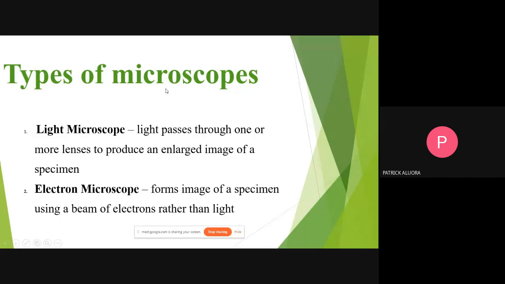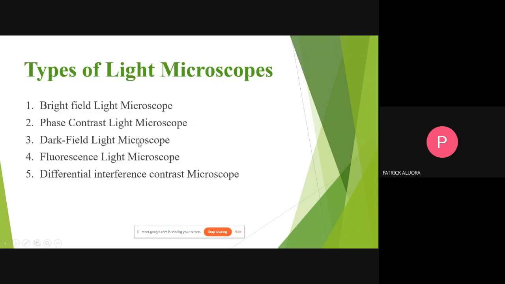We also have the different types of microscope, a light microscope and an electron microscope. The difference is just as the word says: the light microscope uses a beam of light as the main source, as the light has to reach the specimen. And the electron microscope uses a beam of electrons rather than light, as compared to the light microscope.